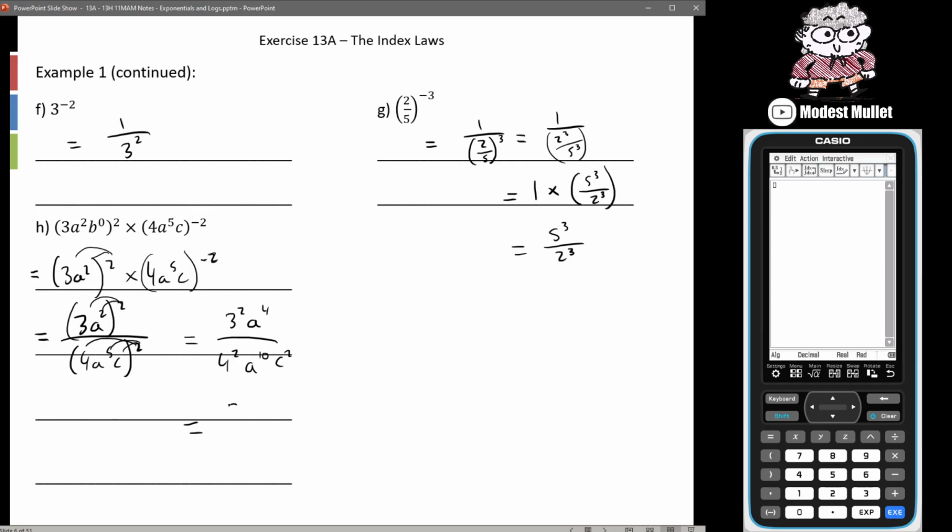And now we can do some simplifying. So 3 squared a to the 4 over a to the 10. If I just put this over here at the side, that's the same as a to the 4 take 10, which is a to the negative 6, which is 1 on a to the 6. So I'm left with 4 squared a to the 6 on the bottom, c squared. And there's our answer.